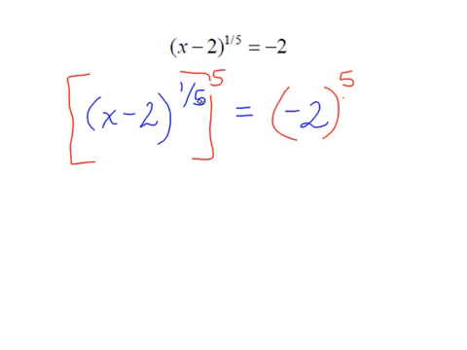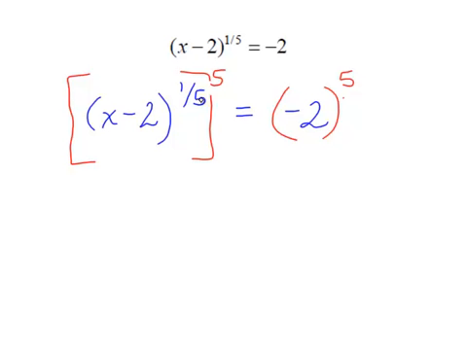Okay, so the reciprocal of 1/5 is 5/1. So I raise both sides to 5/1. But 5/1 is just 5. So that's why I have just 5 here. Once again, the reciprocal of 1/5 is 5/1. And whatever I do to one side, I have to do to the other. Okay, so what happens on the left side? I have x minus 2 to the 1/5 raised to the 5/1.